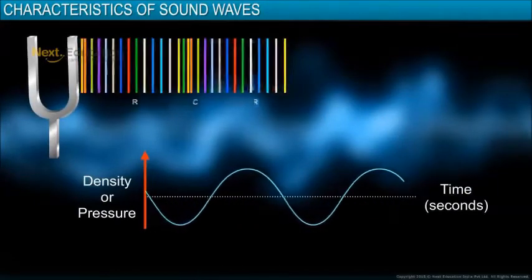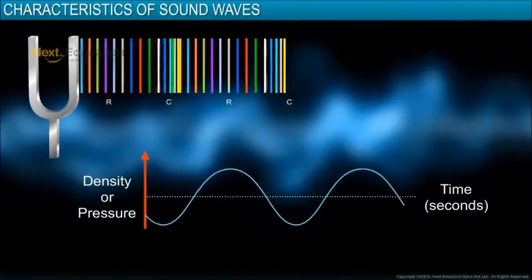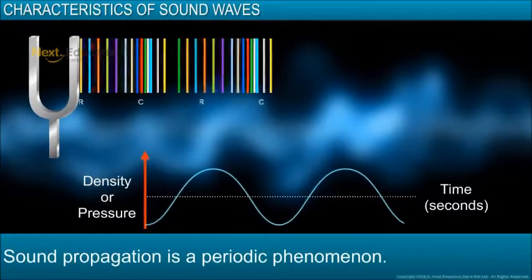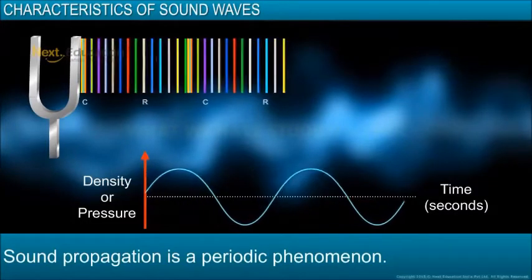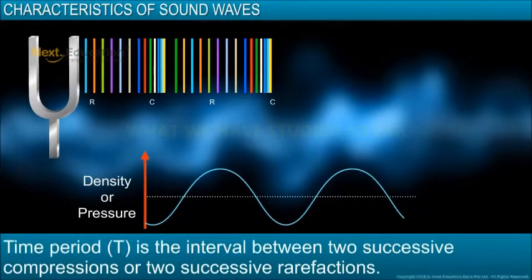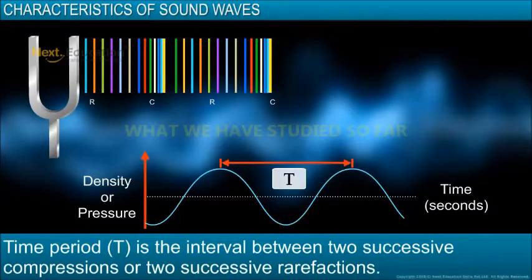Since a compression and a rarefaction follow each other in succession, sound propagation is a periodic phenomenon. The interval between the generation of two successive compressions or two successive rarefactions is constant and is referred to as the time period of the wave. Time period is denoted by T and is measured in seconds.